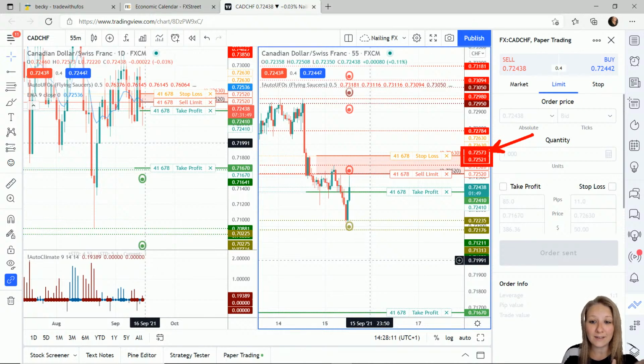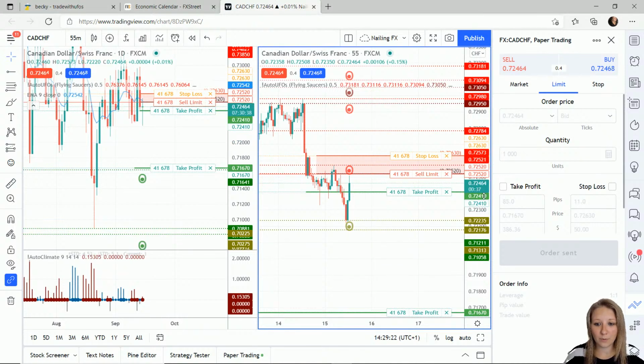So it was 0.7258. Is what we would have rounded it to, and then I added 5 pips of wiggle room just to give it a little bit of space. So that's how we ended up with 0.7263. Now our first target is 1 to 1 away, so it was 11 pips between entry and stop, so 11 pips between entry and target, easy.